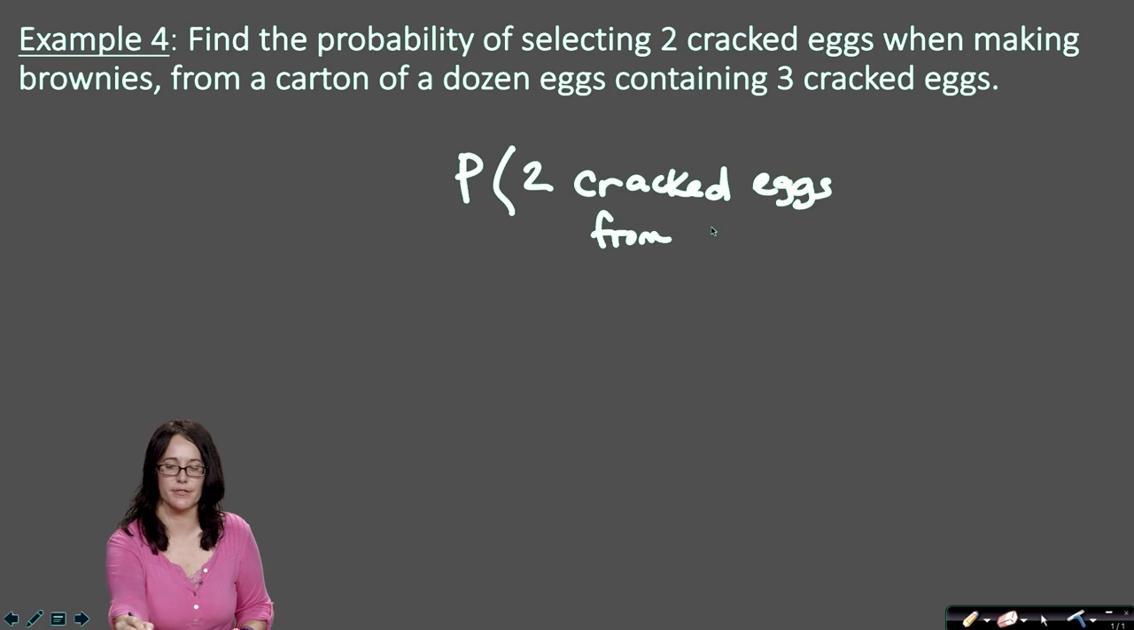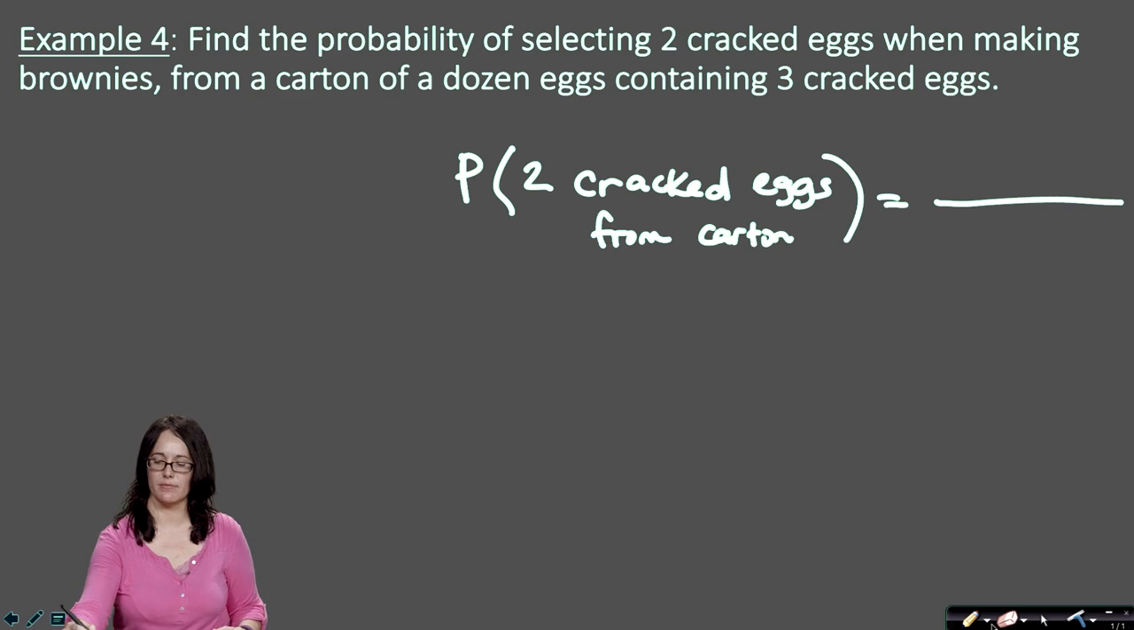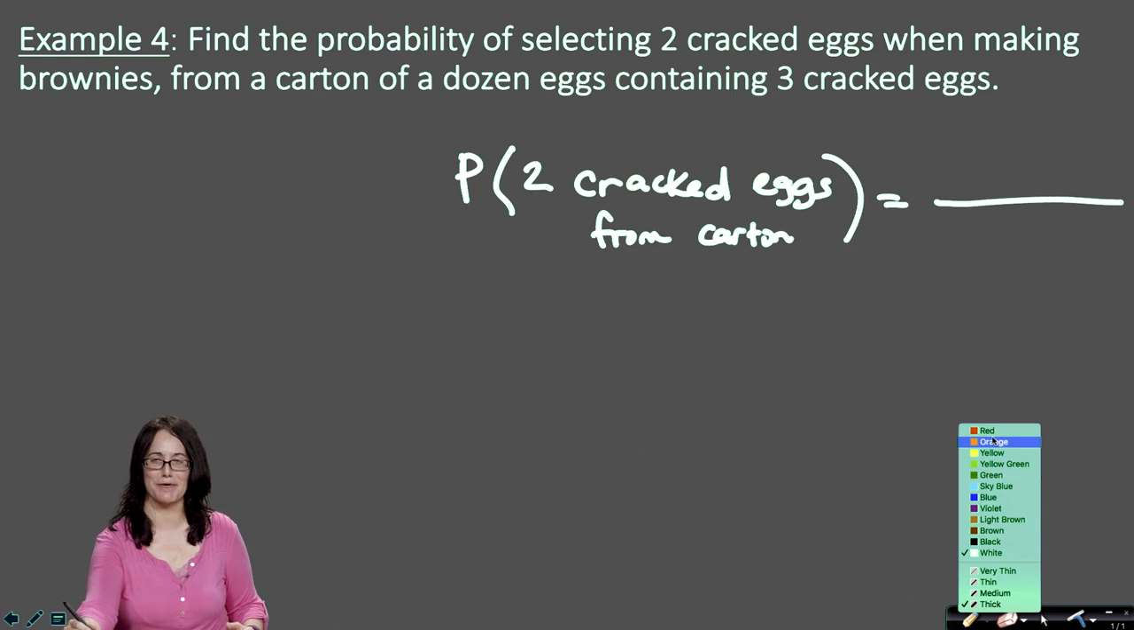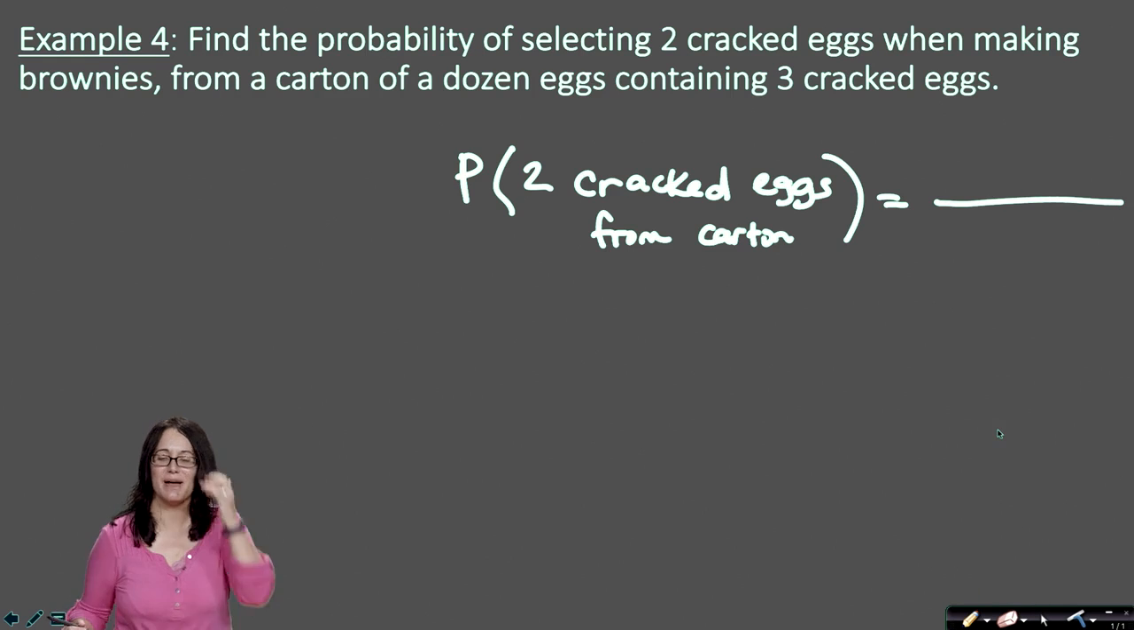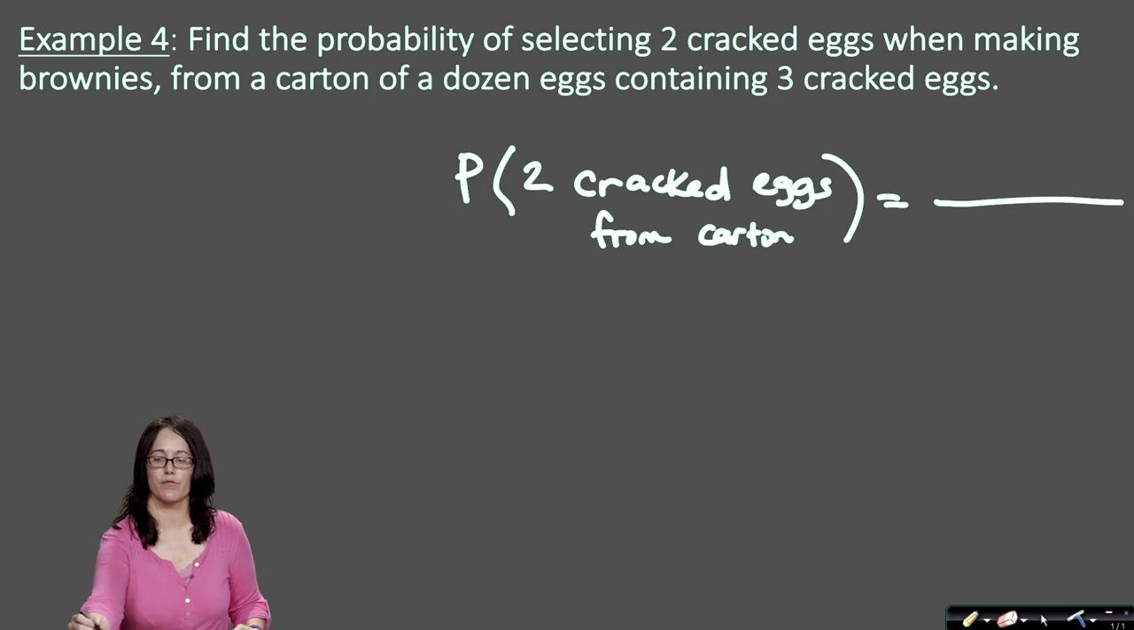from my carton. Okay, so that's going to need a fraction. What do we put in the denominator again? Hopefully you're just checking yourself. You tried it on your own, right? Yeah, for your denominator, you say, well, what was I doing? I was picking 2 eggs from the dozen. So from 12 eggs, I was selecting 2.